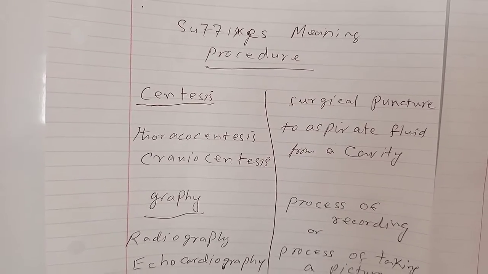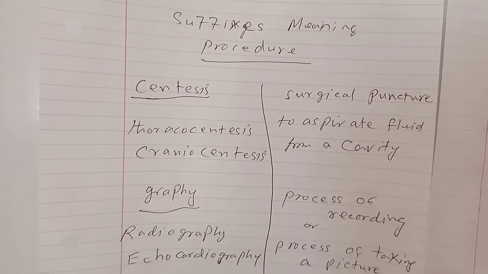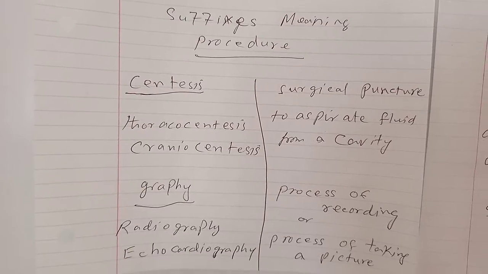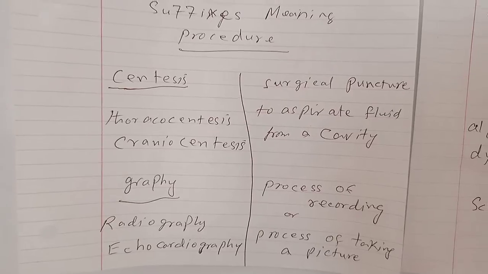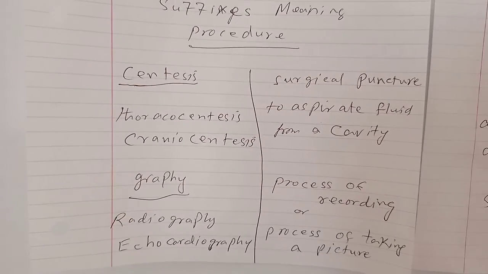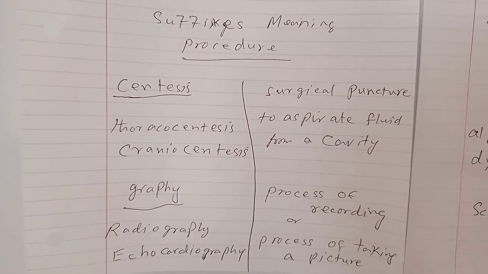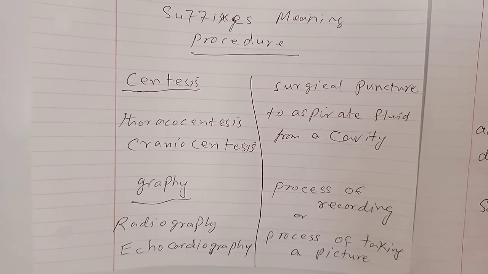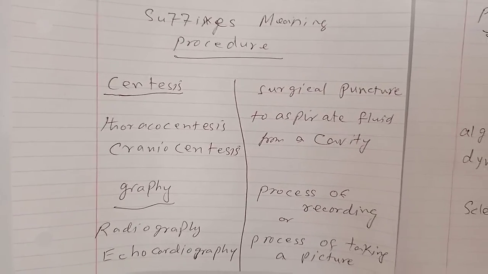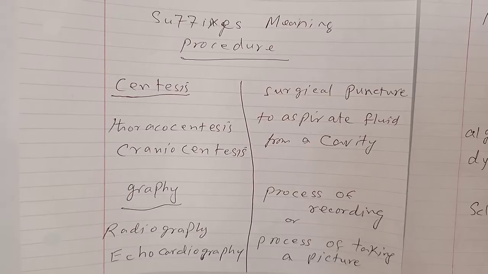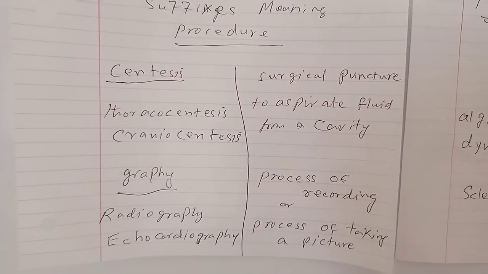Next word is craniocentesis. Crani is head, centesis is making a puncture to remove the fluid. So we are making a puncture and removing the fluid from the head. Cranium is a box of bone which contains the brain. So we are removing blood from there. Blood usually comes in the head after head injury or roadside accident.